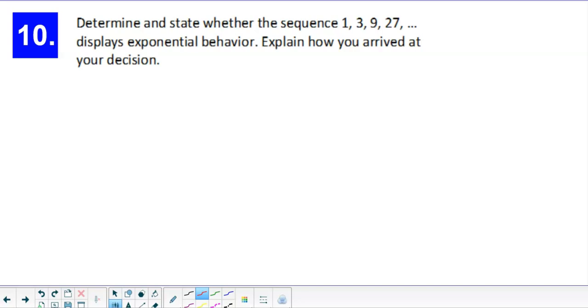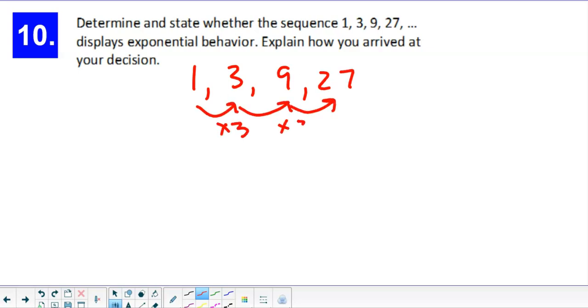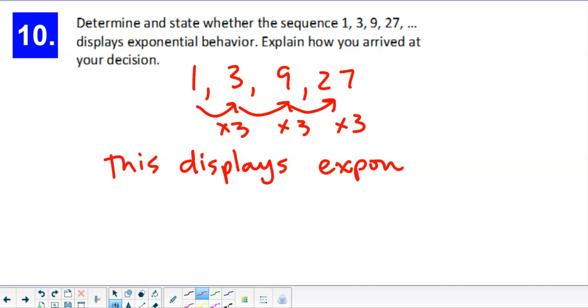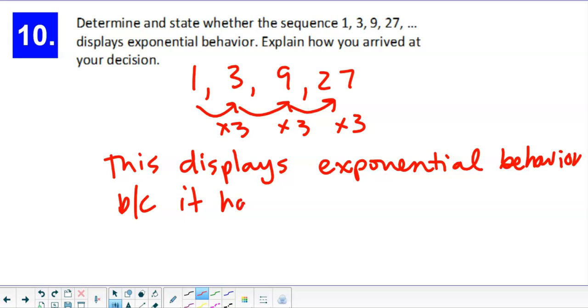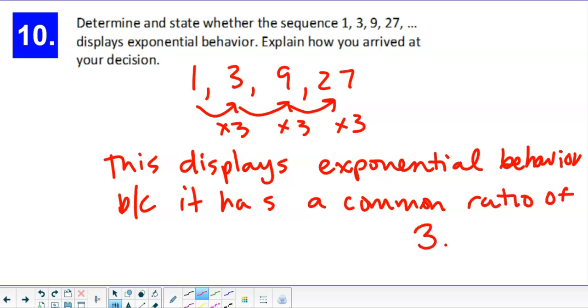Number 10, determine and state whether this sequence 1, 3, 9, 27 displays exponential behavior. Explain how you arrived at your decision. So as we can see here, this displays exponential behavior because it has a common ratio of 3. That's it.